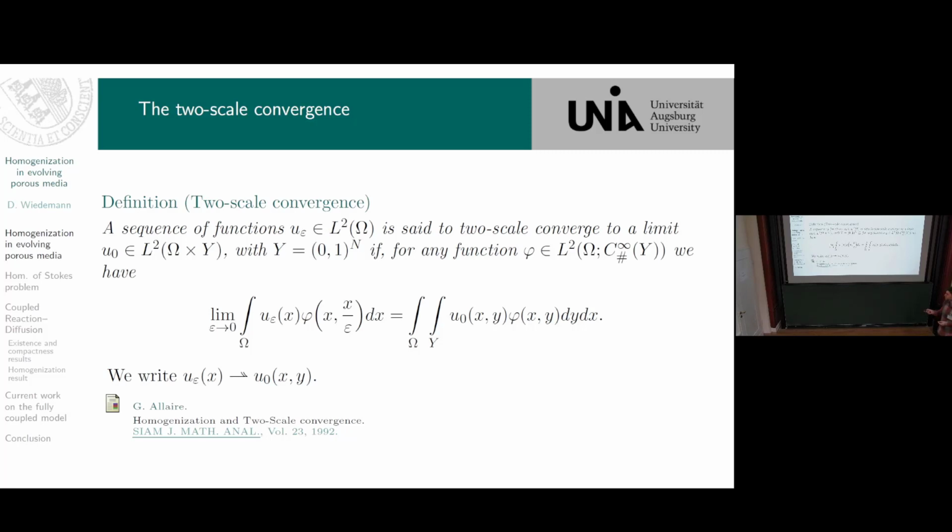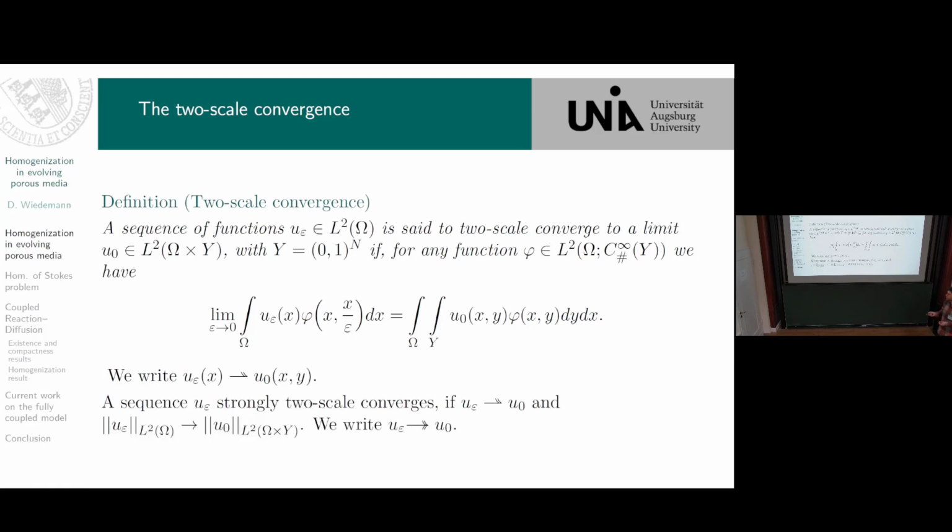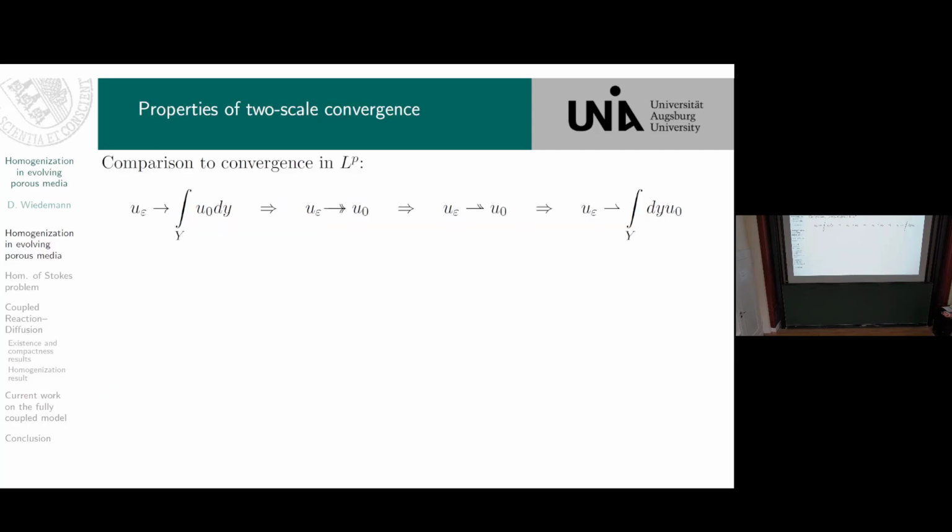So for this notion of two-scale convergence, we have also some strong two-scale convergence, which is motivated by strictly convex Banach spaces. If we have additionally the convergence of the norm, we have the strong convergence. We cannot formulate this two-scale convergence in the classical sense of having the convergence in a norm, because our limit function here is in a different space than the sequence itself. Okay, but this two-scale convergence is quite nice.